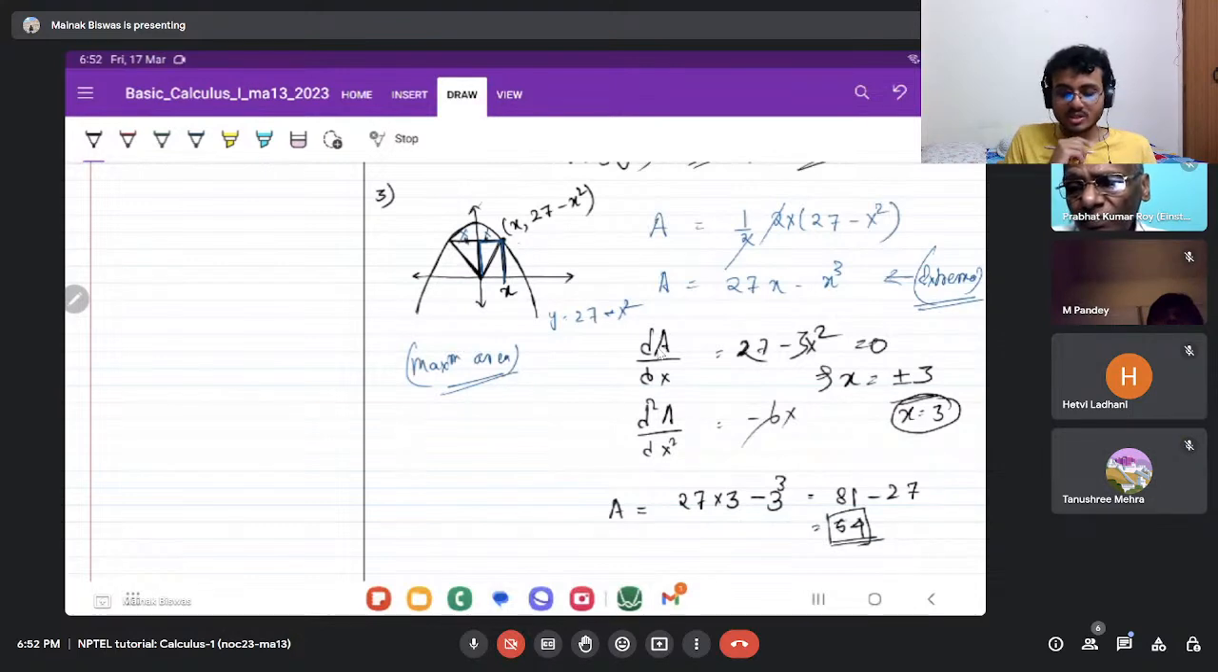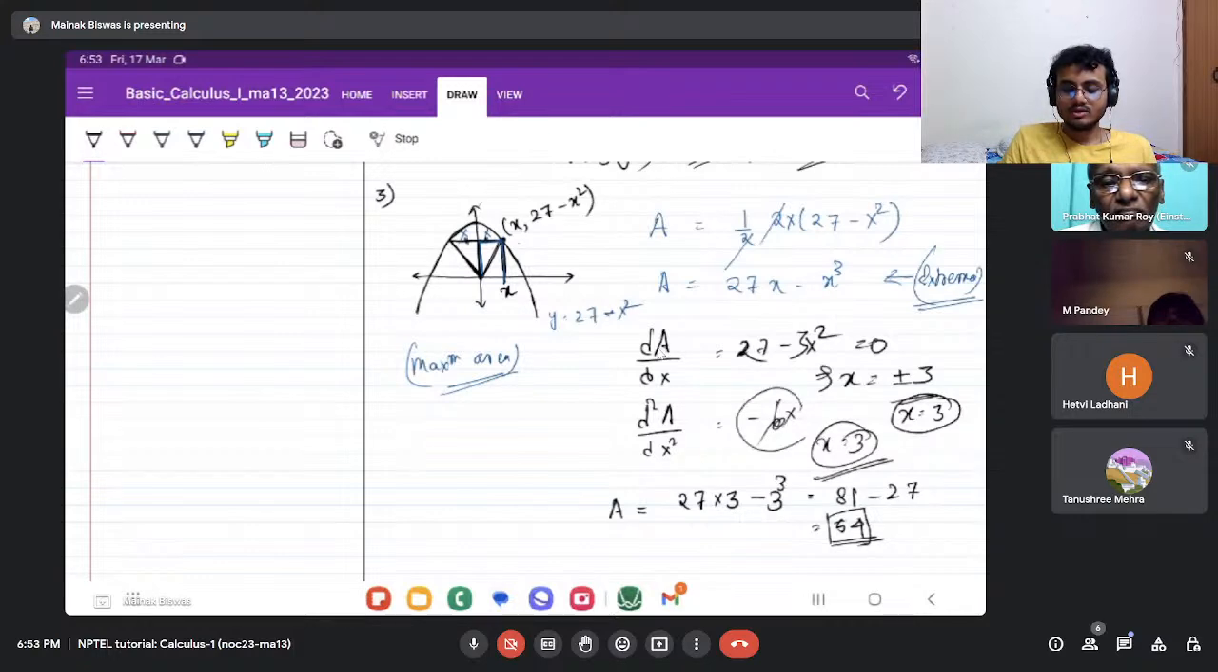Correct. So this is your maximum area, and how do I say it's the maximum area? You see, at x is equal to 3, this value is less than 0. X is equal to minus 3 does not make any sense since x is a length, right? Agreed? So this is the maximum.